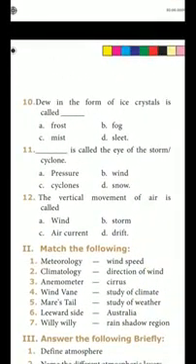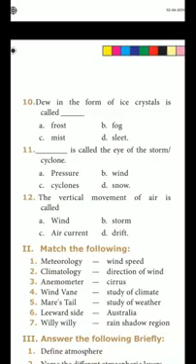Next, 10th question, dew in the form of ice crystal is called option A, frost, F-R-O-S-T. 11th one, dash is called the eye of the storm or cyclone. Option A, pressure. 12th question, the vertical movement of air is called dash. Option C, air current. Okay.